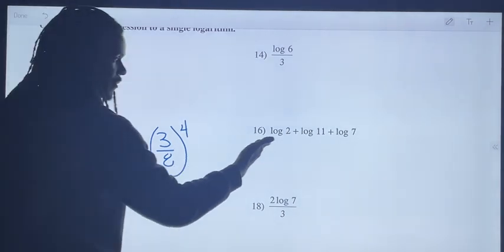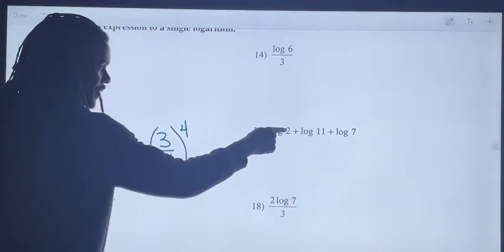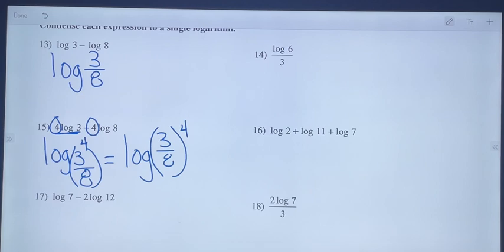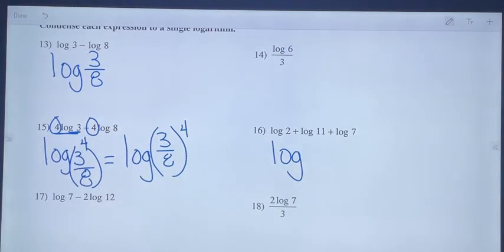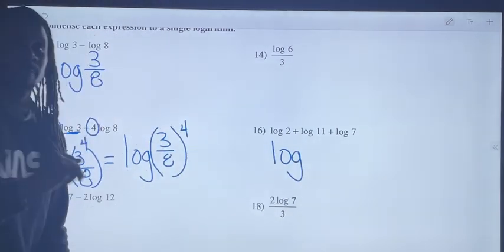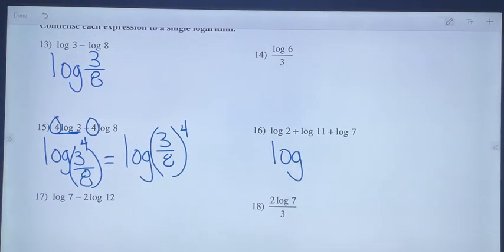Condense it: log 2 plus log 11 plus log 7. This just becomes log what? If we're adding, we're really multiplying. So this becomes log what? 2 times 11. Give me the value. Log parentheses 2 times 11 times 7. You forgetting something? Parentheses. Yeah, I said parentheses too.